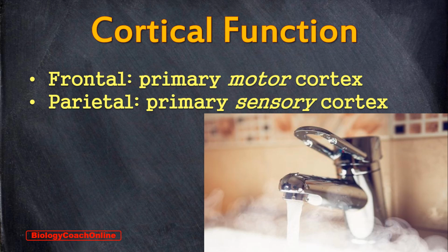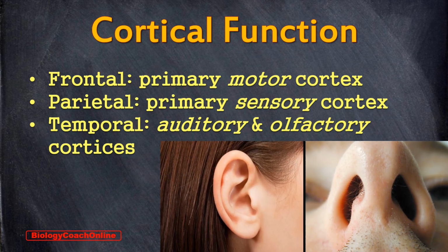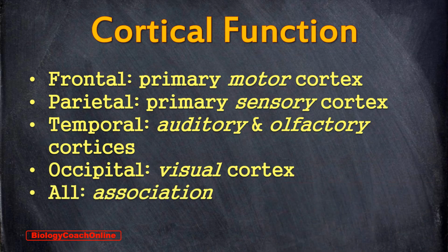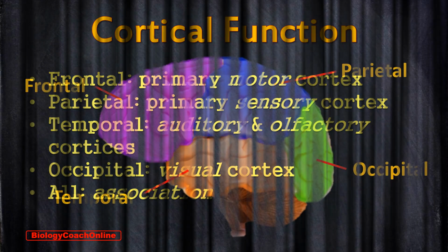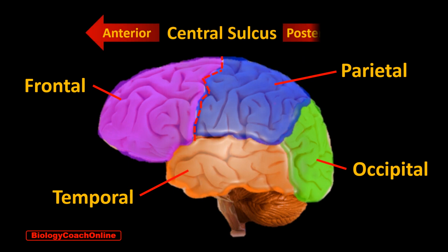The temporal lobe contains your auditory, that's hearing, and olfactory, that's smell, cortices. So in other words, the temporal lobe processes sounds and smells. Your occipital lobe is all about vision, and all of the lobes have association areas. All of these cortices take part in integrating and processing of sensory data or initiation of motor activity. And that looks like this. So the groove here is the central sulcus, which is an important landmark, as we will see in a moment.